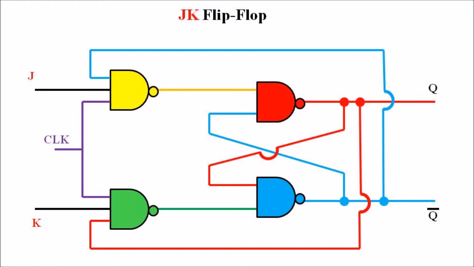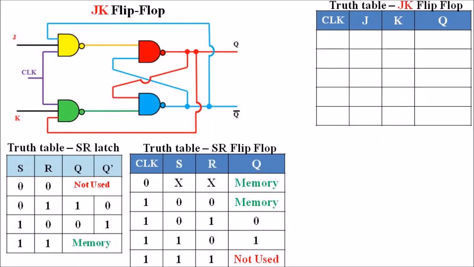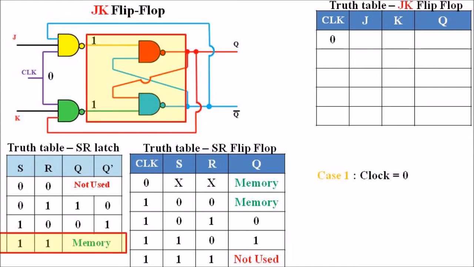So this is the circuit diagram for the JK flip-flop, and now we are considering how the truth table of the JK flip-flop is formed. Firstly, we are considering case 1, that is clock equal to 0. If the clock is equal to 0, the first and second NAND gates are getting an input of 0. Then according to the truth table of the NAND gate, if any of the inputs is 0, then the output will be 1. That is, now we are dealing with an SR latch with 1 condition.